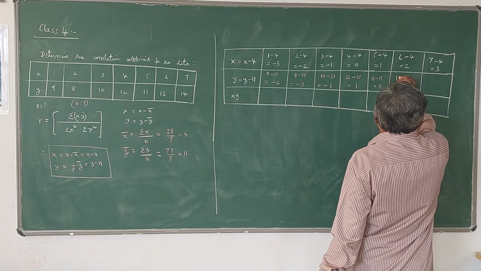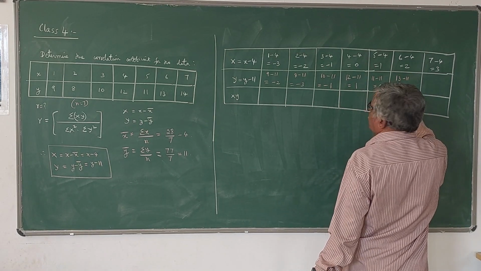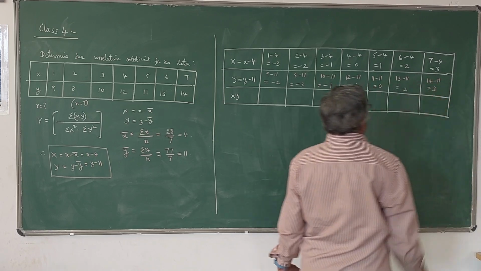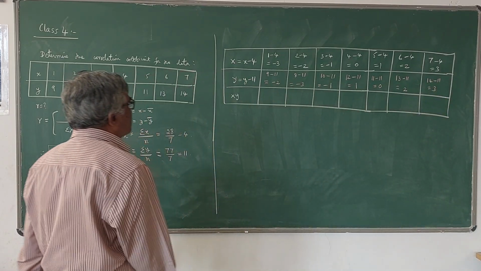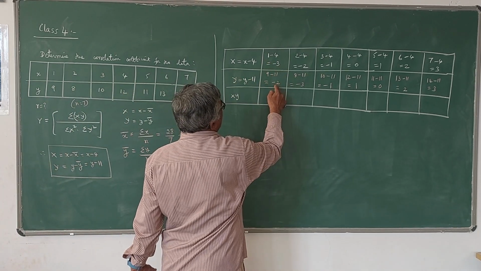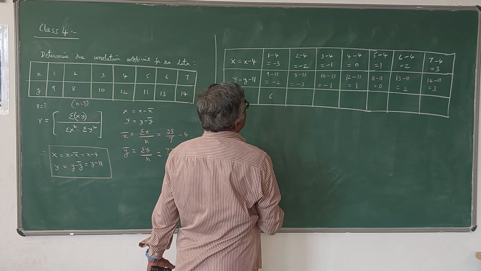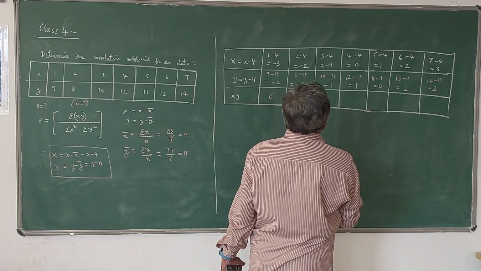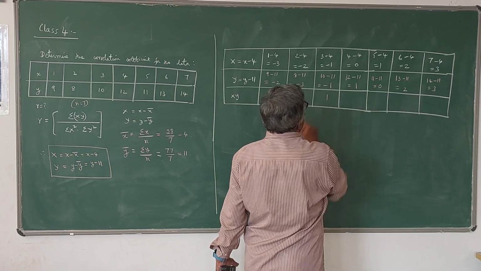13 minus 11, 2. 14 minus 11. These are capital Y values. Then the product of these two, x into y. So minus 3 into minus 2 is 6. Minus 2 into minus 3 is also 6. Minus 4 into minus 1, 1.